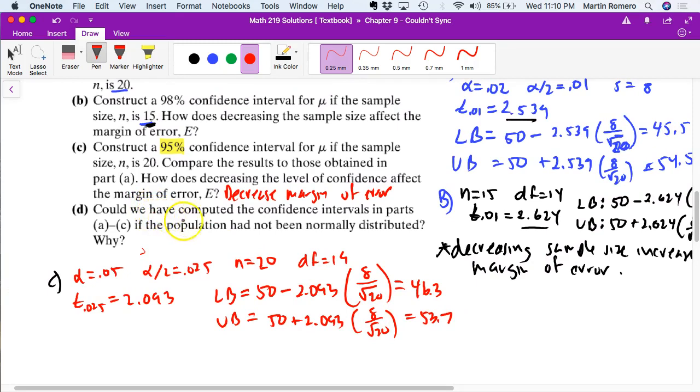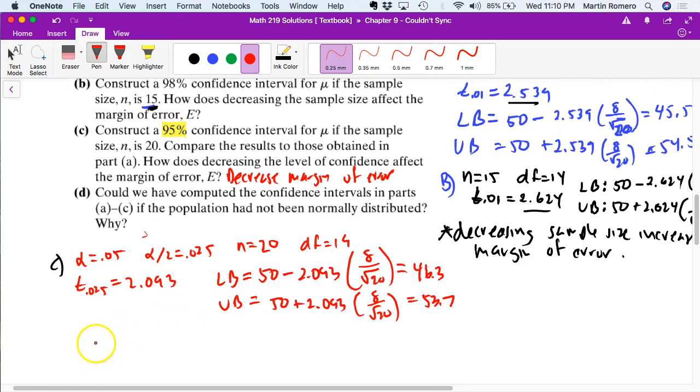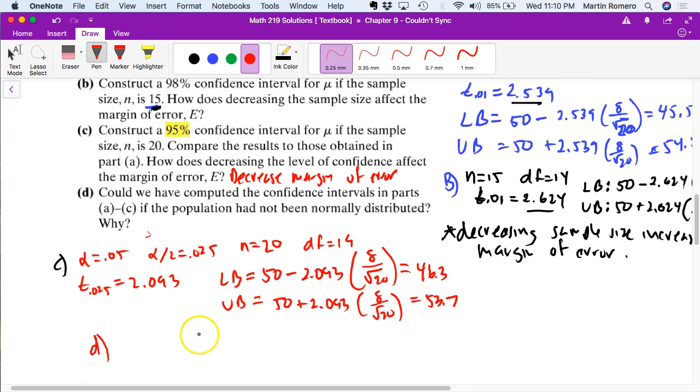And then, could we have computed the confidence intervals in parts A through C if the population had not been normally distributed? And the answer to that question for D is no, because the sample sizes are too small. And so we couldn't do it.